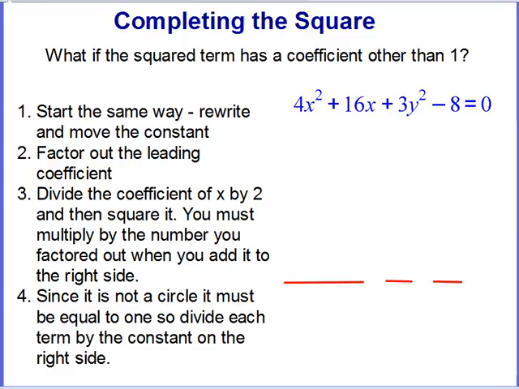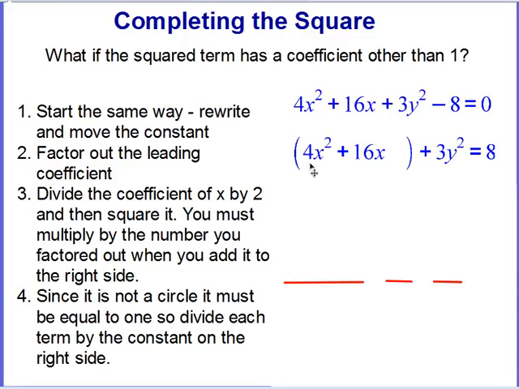There's a special case here for completing the square if the square term has a coefficient other than 1. So when we did the first examples, it was just x squared, just y squared. When there's a number in front, you have to do things a little bit differently. You're going to start the same way, though. You're going to group your x's, leave your space, group your y's, leave the space. But your first step is going to be to factor out that leading coefficient.